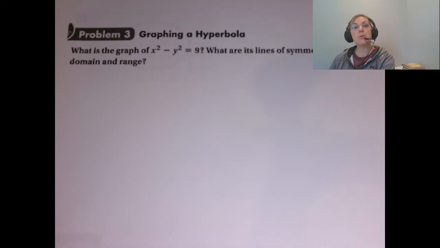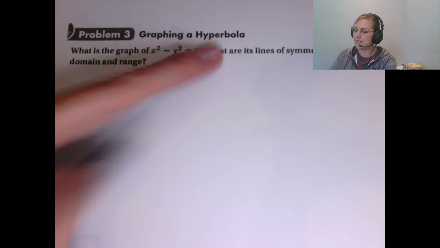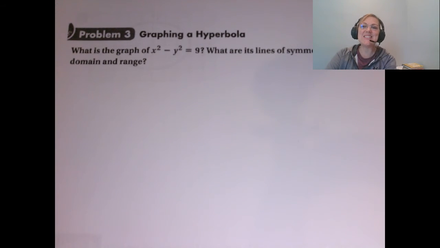Okay, so look at this one. Now we know we're going to be dealing with the hyperbola because they told us. But what do you notice is different in the hyperbola equation? All of the equations are similar, but what's different in the hyperbola?